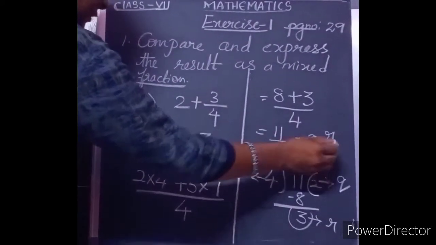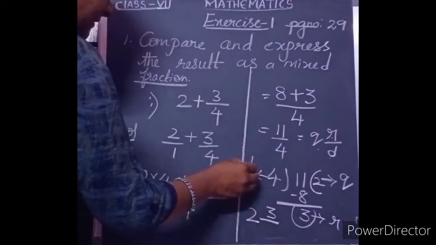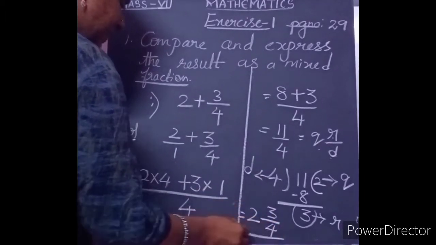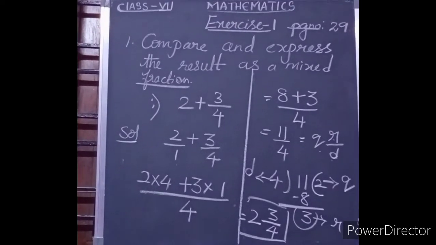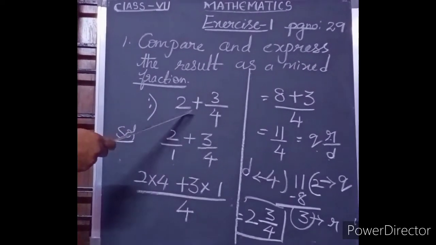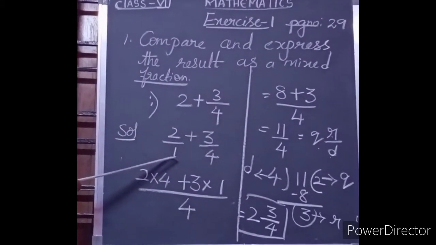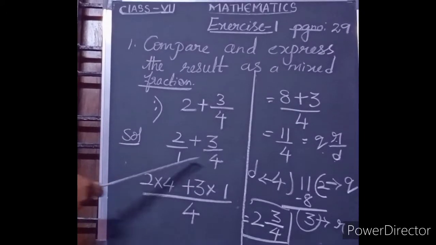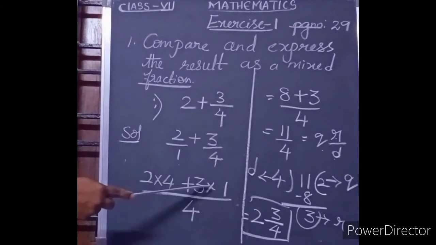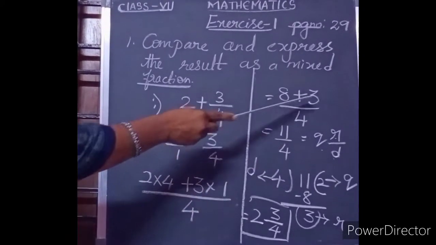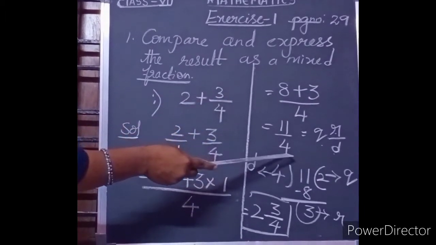Now QR by D formula. Q is 2, remainder is 3 and divisor is 4. So 11 by 4 we can write as 2 3 by 4. Once again I want to explain to you. Whenever the denominator is not given, we have to take 1 as the denominator. Then take the LCM of the denominators. And you see 4, 2 4s, 8. 3 ones, 3. 8 plus 3 by 4. That is 8 plus 3 is 11 by 4.